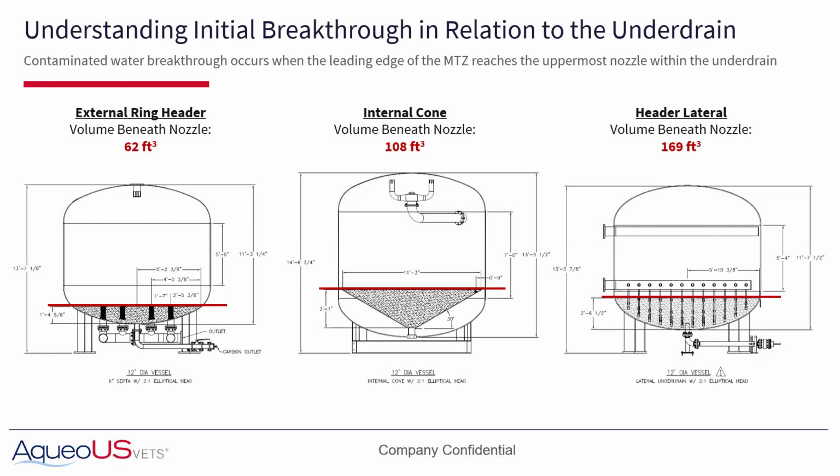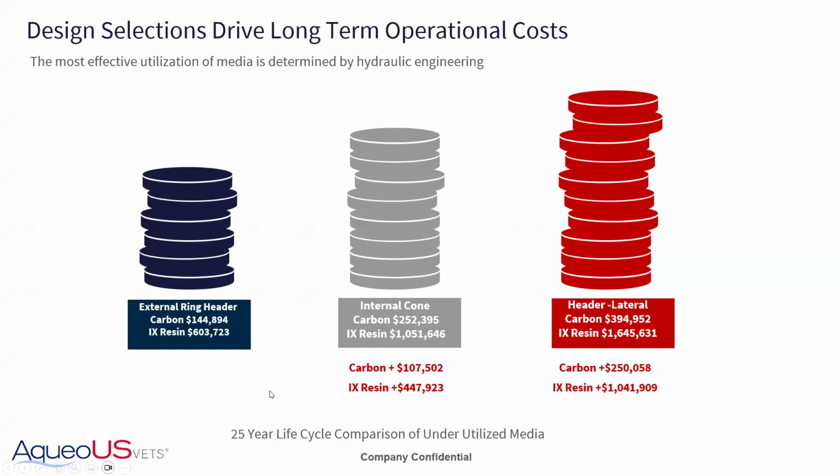So the different designs can have a different amount of media sitting underneath that drain. So the external ring header is about 62 cubic foot. The internal cone is about 108, and the head and lateral can be upwards of 169. Again, this is media that's not being utilized. So if you want to look at it from a cost standpoint, you look at it from 25 years, it can get pretty significant. If you're looking at it from a carbon standpoint, it can be anywhere from $100,000 to $250,000, depending on design. If you start looking at it from an ion exchange standpoint, it could be $500,000 to $1 million of underutilized or unutilized material.